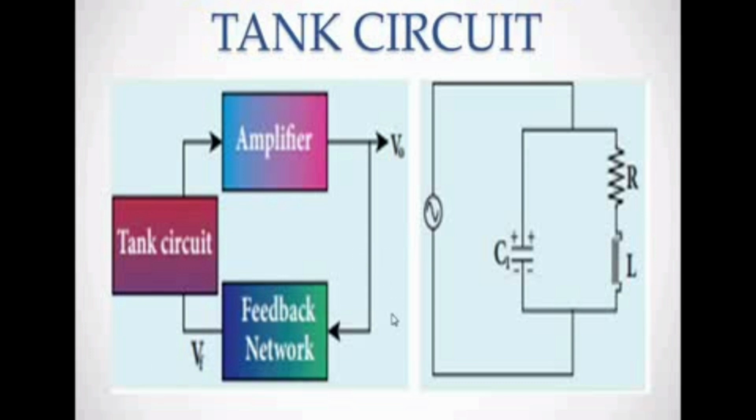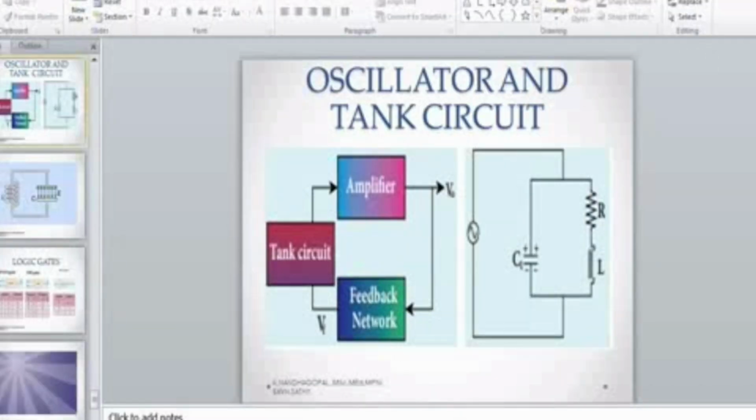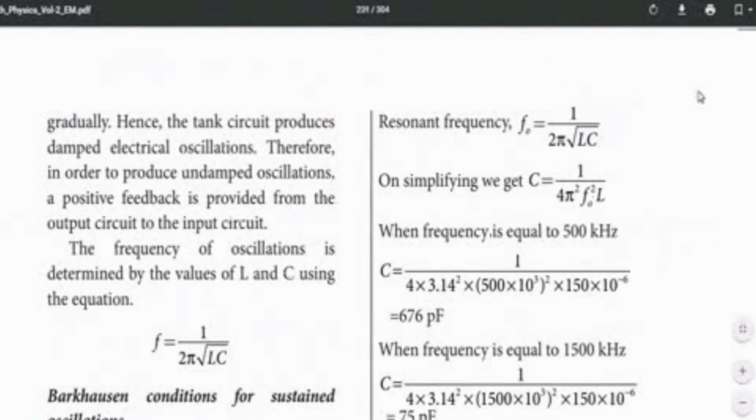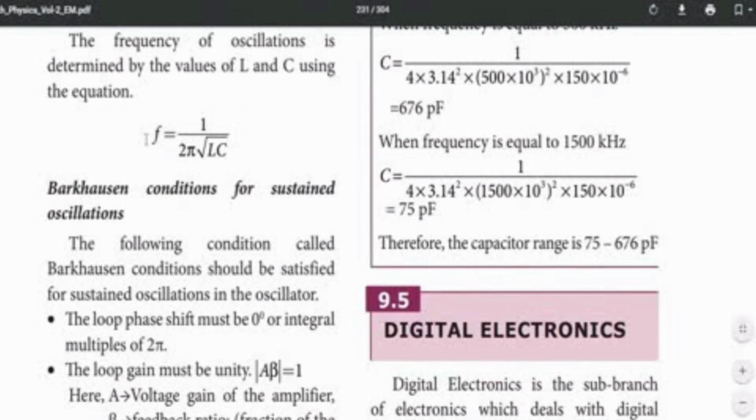Then the frequency produced by the oscillator is F is equal to 1 by 2 pi root of LC. See here, this is the formula. Where F is the frequency, L is the inductance value, and C is the capacitance value. So substituting all the values, you can calculate the frequency which is produced from the oscillator.